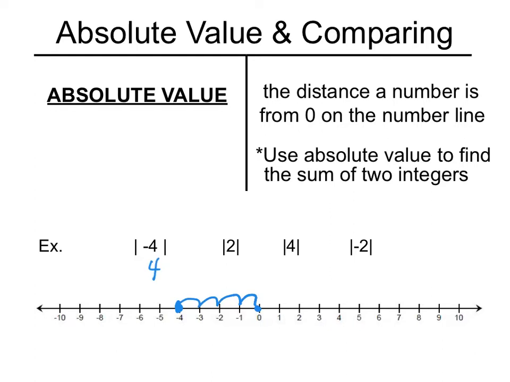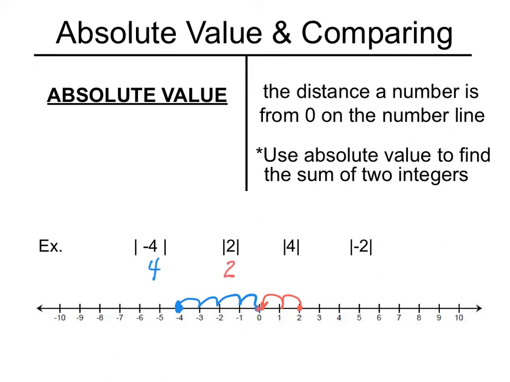Now let's look at the next example. Absolute value of 2. How far is 2 from 0? So let's change colors. Let's use a different color. How far is 2 from 0? 2 is 1, 2 spaces from 0, so the absolute value of 2 is 2.